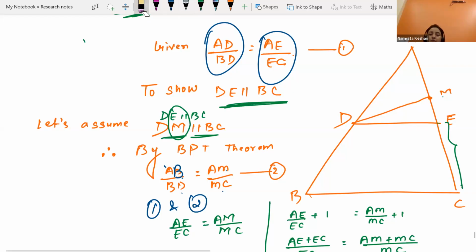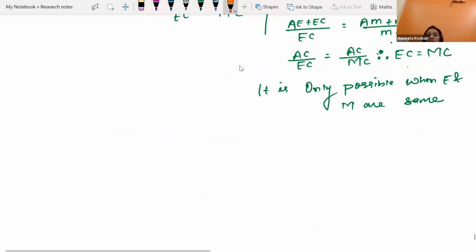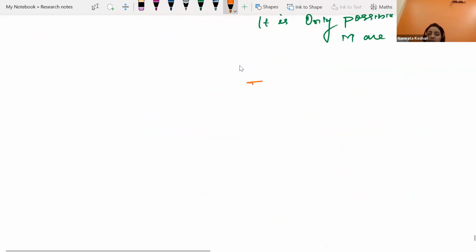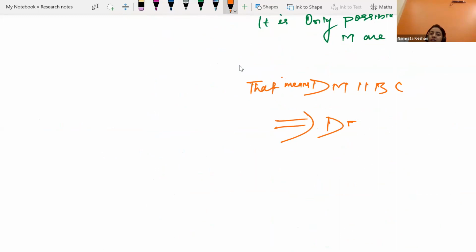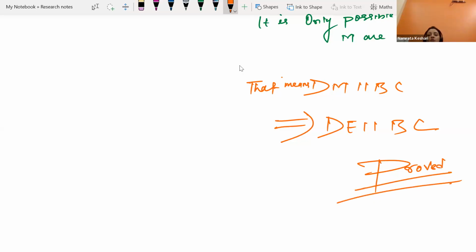So far we have proved that E and M are the same point. That means the assumption which we have taken, DM parallel to BC, implies that DE is parallel to BC, and hence we are done with the proof. Is it clear to all of you?